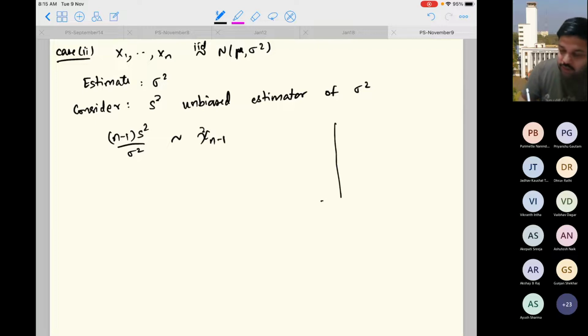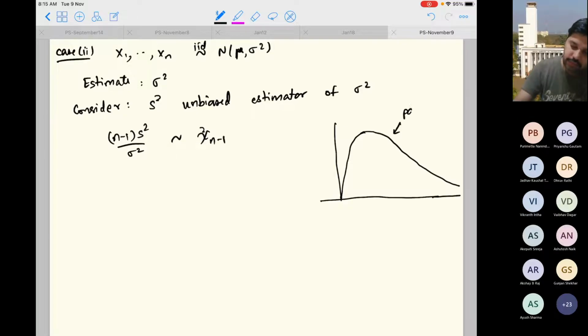So how does the chi square density with n minus 1 degrees of freedom really look? Suppose this is the graph. This is the PDF of the random variable (n minus 1) S square by sigma square, which follows chi square density with n minus 1 degrees of freedom. Okay, so this is something that we have already proved, right? The PDF looks like gamma. We already know that the support is only 0 to infinity, so the density will look like this.